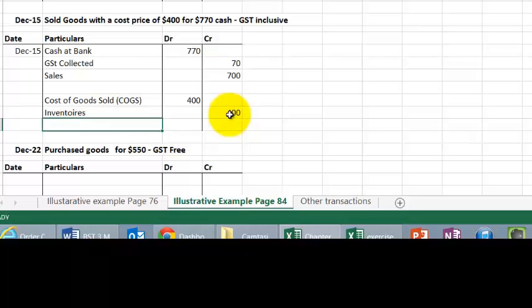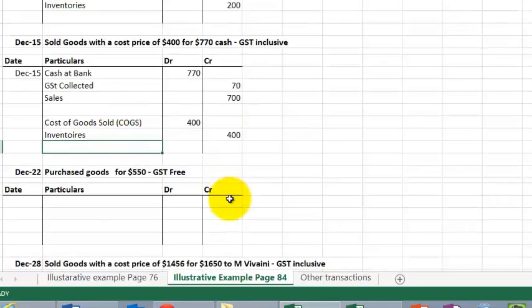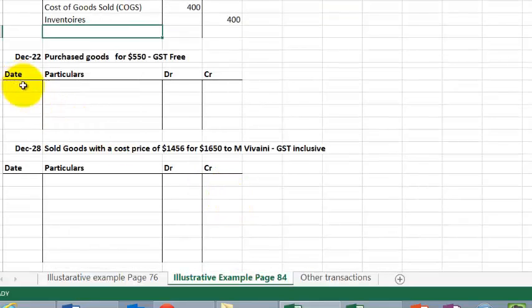If I keep going with the earlier example, when we returned inventories, we took them out, it reduced it on the credit side, and now we sold some, it again reduces the inventory account on the credit side. Okay, let's keep moving on.